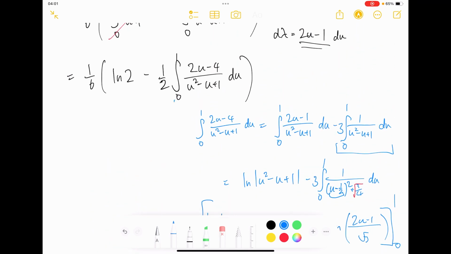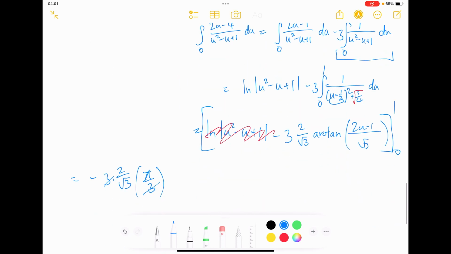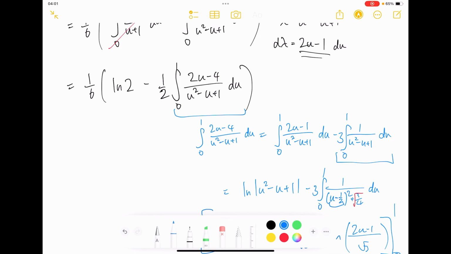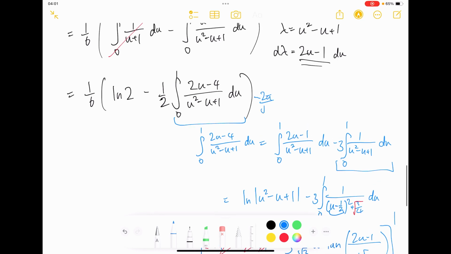So this thing is negative 2 pi over root 3. So this is negative 2 pi over root 3. And so this integral is 1/6 log 2 of 1/2 times that. The two negatives become a positive, and then that's just pi over root 3, because the 2's cancel out. And there we go, that is K2.